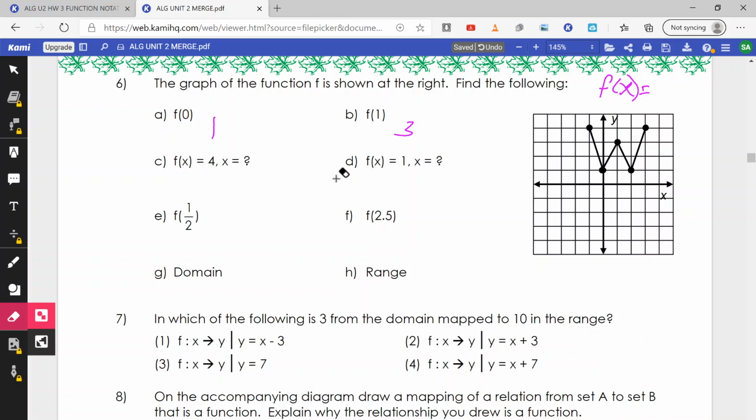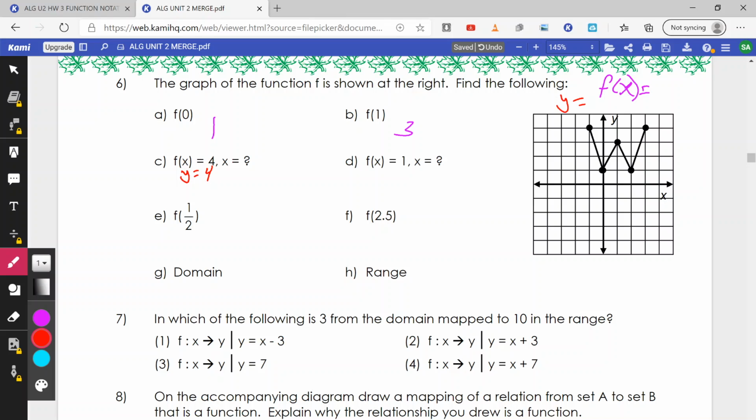Letter C is a little bit different. It says f of x equals 4. So where is my number? Is my number inside parentheses, or is it equaling parentheses? The other thing we have to remember is f of x equals and y equals are the same thing. So if I am told a number that f of x is equal to, that is actually saying that's my y value. So this is really saying y equals 4 in this case.